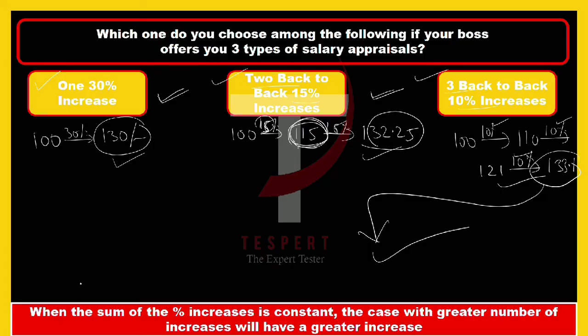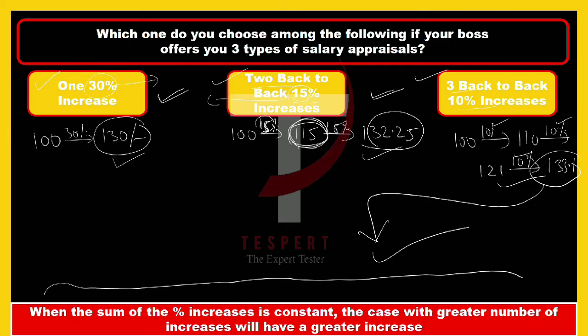When the sum of the percentage increases is constant. See here, the sum of percentage increases is constant, right? Here 30%, here back to back 15%, which means 15 plus 15, equal to 30. And three back to back 10s, 3 tens means 30. So the sum is equal, that's not an issue here, but the percentage increases sum is constant.